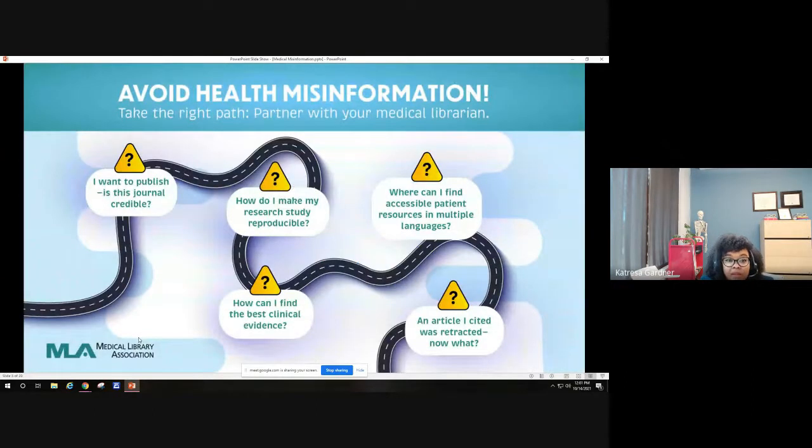All right. So just to let you know, October is identified with the National Medical Library. It's National Medical Librarians Month, and our theme is Avoid Health Misinformation. Partner with your medical librarian.